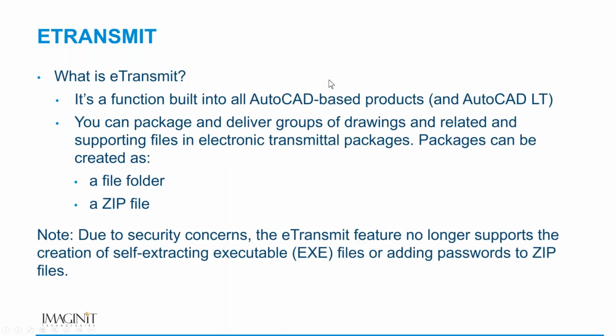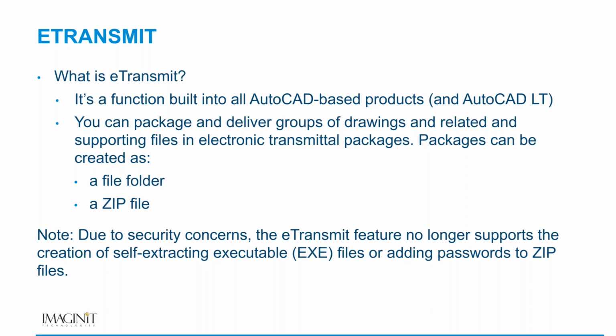So what is eTransmit? eTransmit is a function that's built into all AutoCAD-based products, including AutoCAD LT, and allows you to package and deliver groups of drawings and related supporting files in an electronic transmittal package, and they can either be created as a file folder or a zip file. Due to security concerns, the eTransmit feature no longer supports the creation of self-extracting executables.